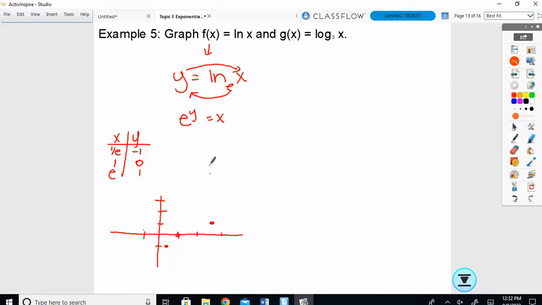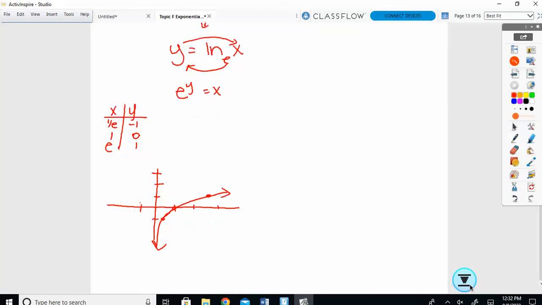And what happens is y could be any number, because you can put anything into the exponent. But x is what we get out, and you'll never do a number to a power and get 0 or a negative. So our graph ends up looking like this.